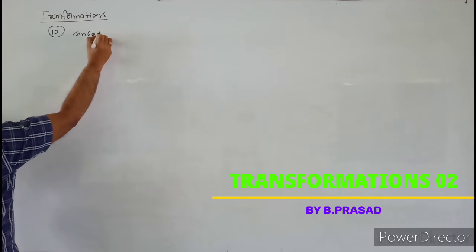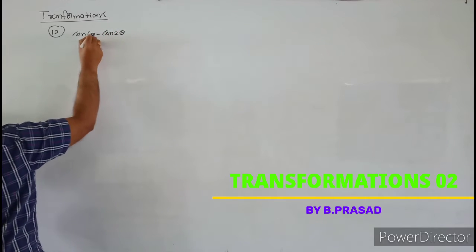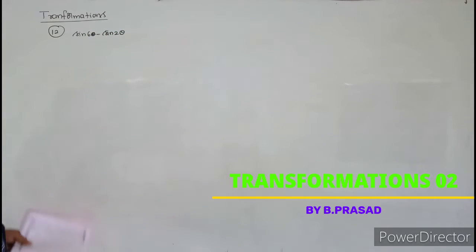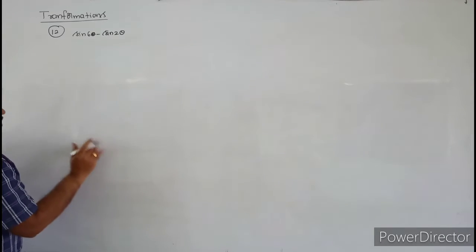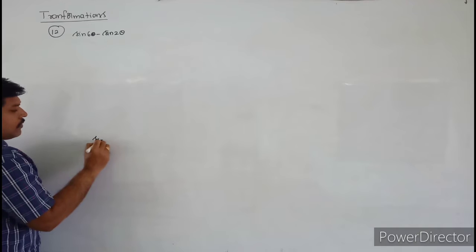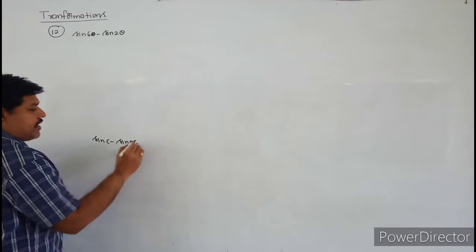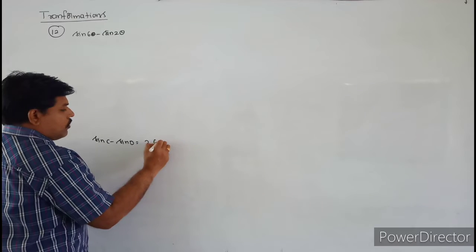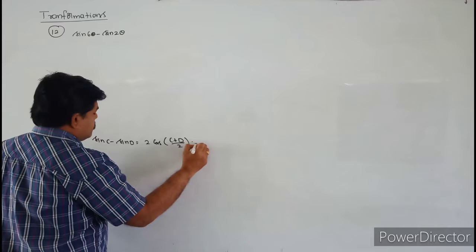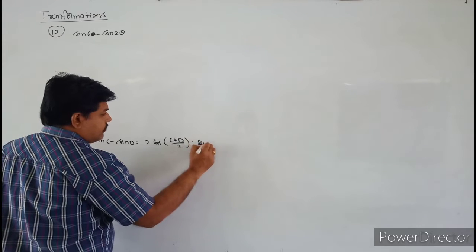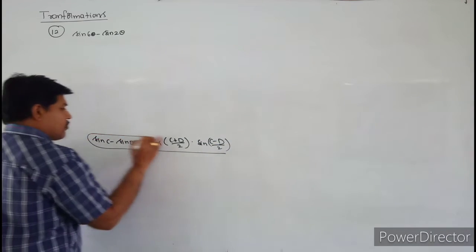Sin 6 theta minus sin 2 theta is equal to. It is a direct formula, students. What is the formula? Already you know that. Sin C minus sin D is 2 into cos of C plus D by 2 into sin of C minus D by 2. So apply this formula here.